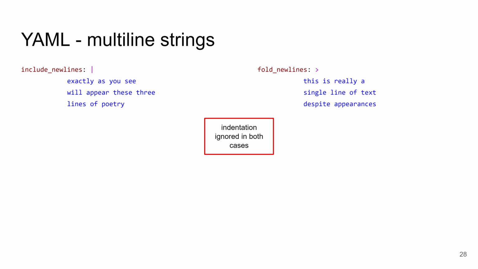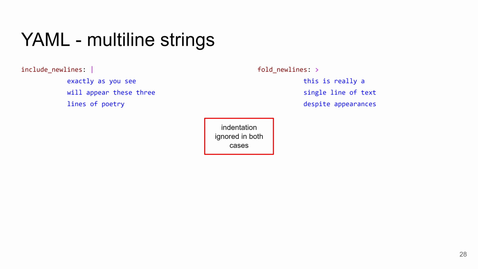Now another feature in YAML is multi-line strings, because there are 2 types of multi-line strings. The first type includes new lines, so the value will be read exactly as you see. That's when the value starts with a pipe and a new line.